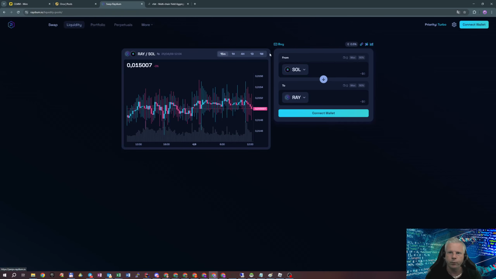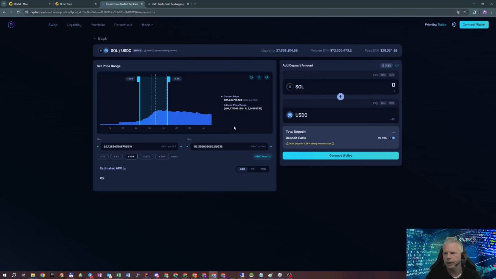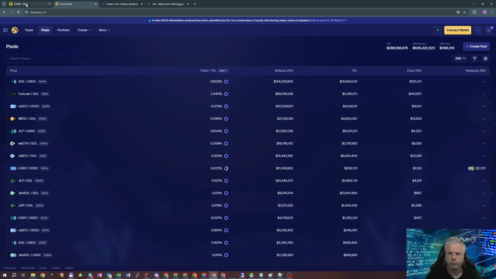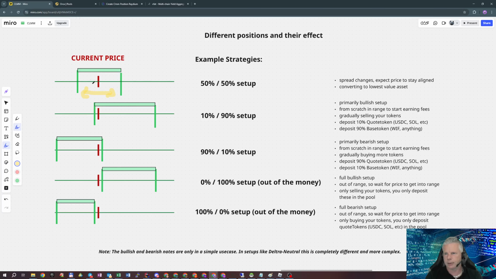We have also here liquidity, like here deposit SOL USDC. You can create your own price ranges here. So for that, the standard advice is to do it 50-50. That means that when the spread changes, the price stays aligned, and it will convert to the lowest value asset with the standard. So if the price is going up, you will only have USDC left. When the price is going down, you will only have SOL left.